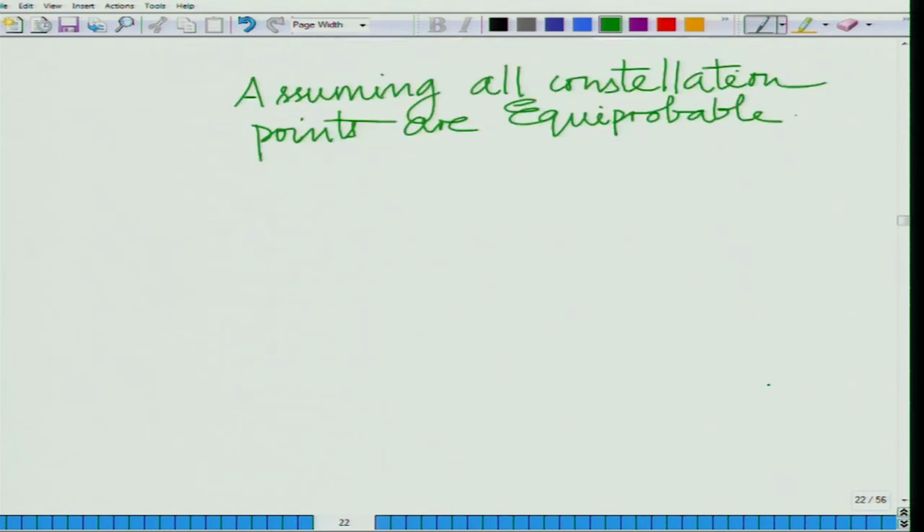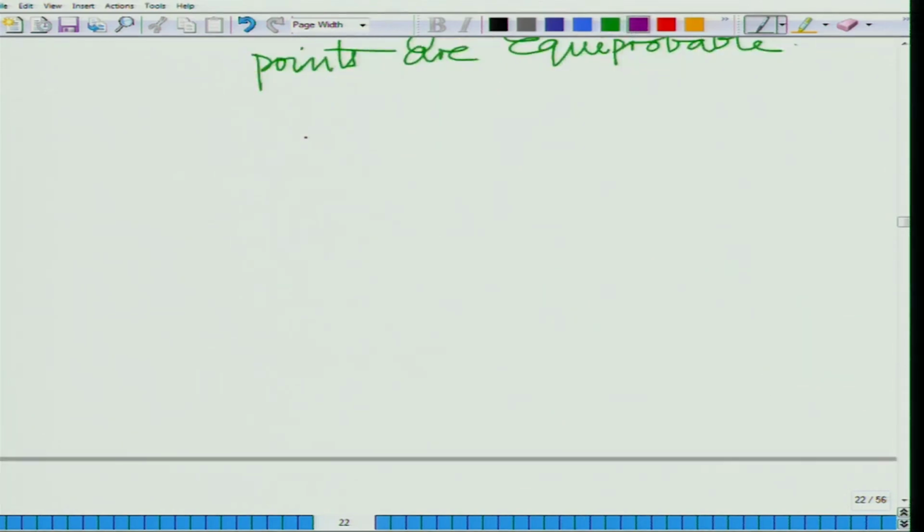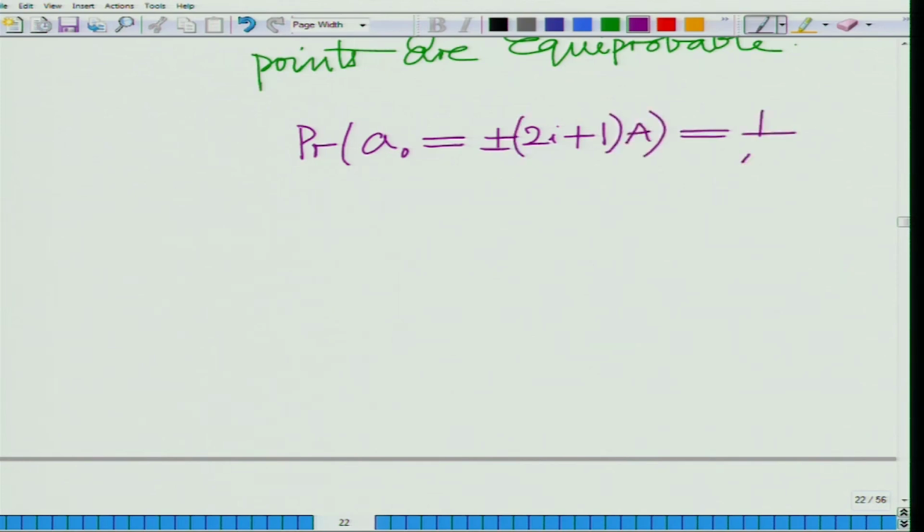Assuming all constellation points are equiprobable, the probability of each point a naught equal to plus or minus (2i plus 1) A is 1 by M. There are M points, and all points are equiprobable, which implies that each point must have probability 1 over M. So, now the average probability of error.